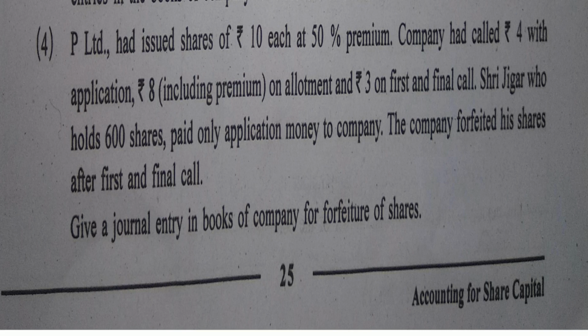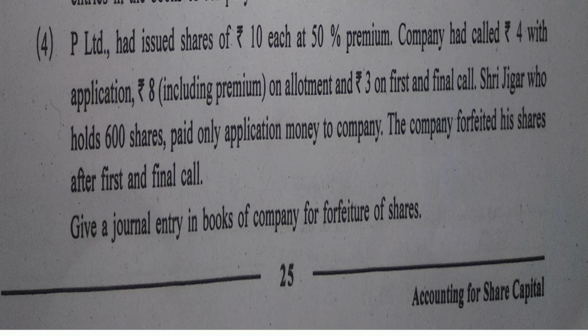So see, allotment has not been paid. Yes? See, it is written here, Jigar had paid only application money. That means Jigar has paid only application money to the company. Yes? Rupees 4 is with application, 3 plus 5 with allotment, and 3 with first and final call. Jigar has paid only 4 rupees. He did not pay the amount of premium, and 3 rupees of allotment. 3 rupees of first and final call also he did not pay.